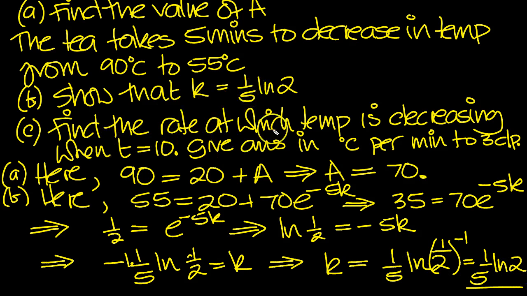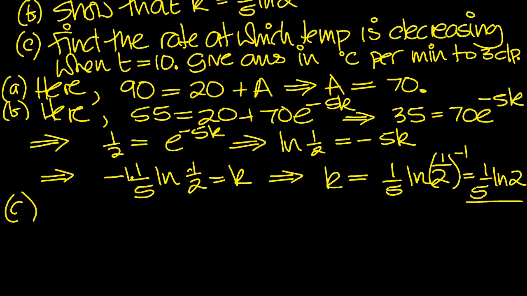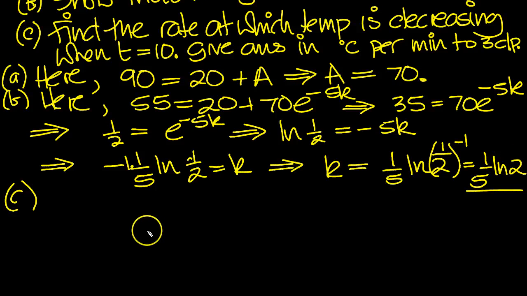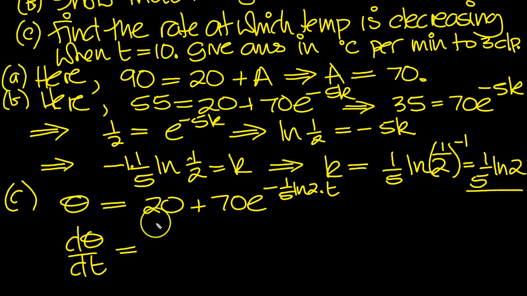So we've done that. Find the rate at which the temperature is decreasing when t is 10. So we need our equation for part C. Let's give ourselves a bit of room and turn our attention to part C now. Theta is equal to 20 plus a, which was 70, e to the minus k, which was a fifth log 2, times t. Now we need d theta dt, because we need the rate, and the rate of increase is d theta dt.